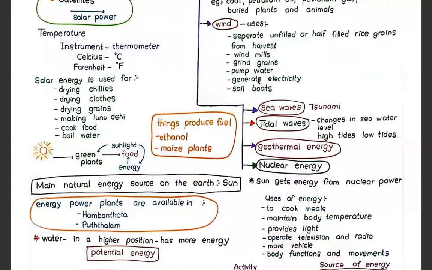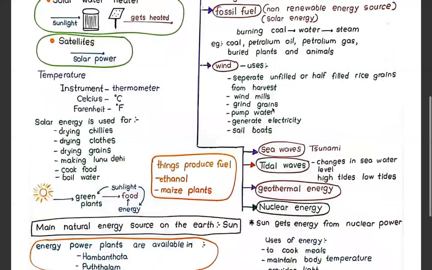Windmills. Wind is used in windmills. Grind grains, which means to grind cereals. Pump water. Wind is needed to pump water. Generate electricity. Sail boats. Wind is needed for boats to travel.